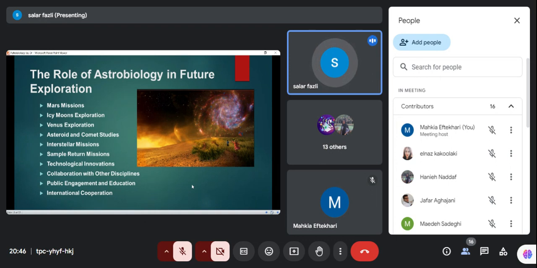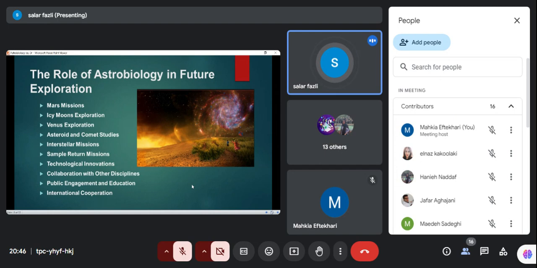Icy moons exploration. The icy moons of Jupiter, known as Europa, and Saturn, known as Enceladus, are prime targets for astrobiological research. Both moons are believed to have subsurface oceans beneath their icy crust, creating environments that may harbor life. Future missions such as NASA's Europa Clipper aim to investigate these moons in detail.